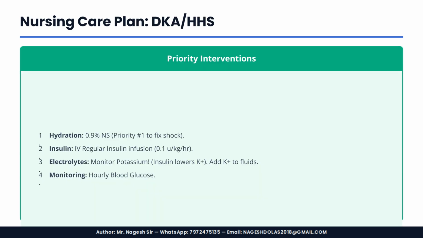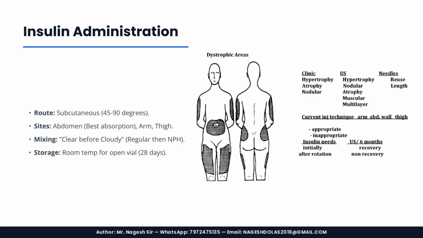Priority nursing interventions for DKA and HHS include hydration with 0.9% normal saline, IV regular insulin infusion, monitoring and replacing potassium, and hourly blood glucose checks. Insulin is administered via the subcutaneous route. The best absorption site is the abdomen.